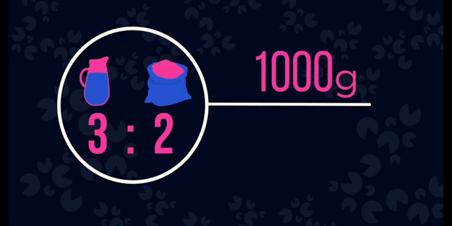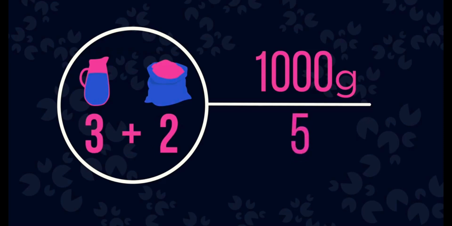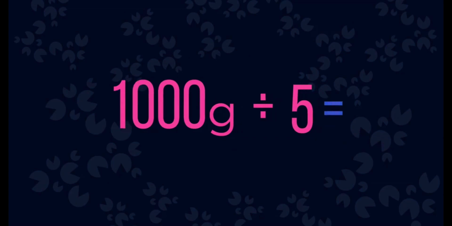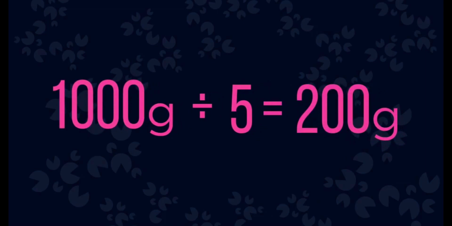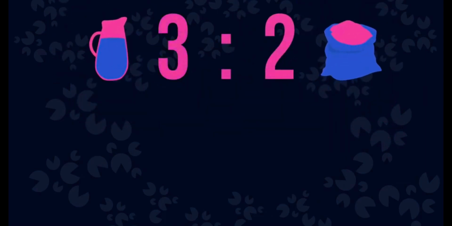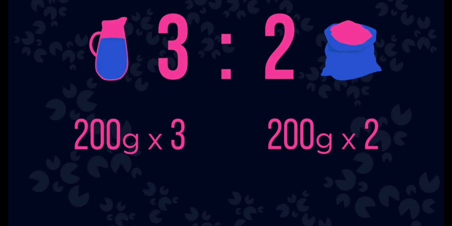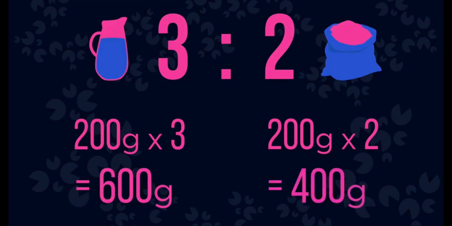First, add the ratios. 3 plus 2 is 5. Next, we must divide 1,000 by 5 to see how much 1 part weighs. Here, 1 part is 1,000 divided by 5, which equals 200 grams each. Using our ratio of 3 to 2, we must multiply our weight by 3 to get the amount of water, and multiply by 2 to get the amount of flour. In total, we have 3 times 200 of water and 2 times 200 of flour, giving us 600 grams of water to 400 grams of flour.